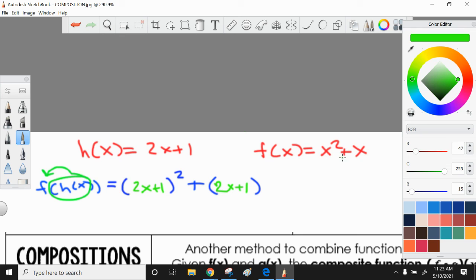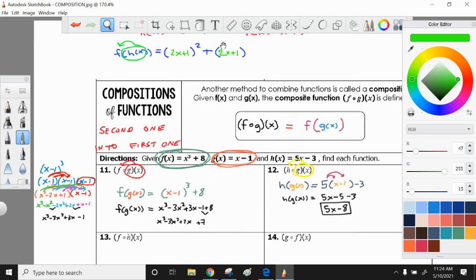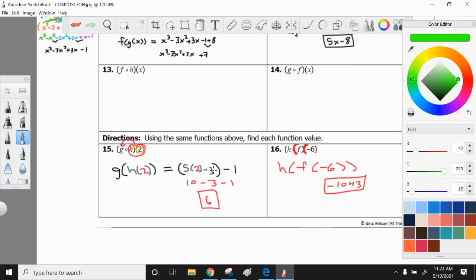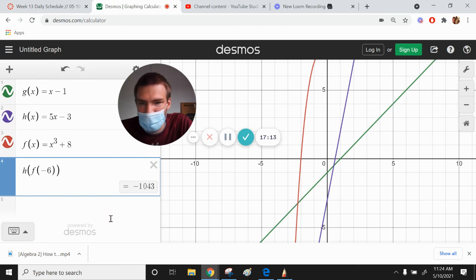Just be careful if you have multiple x's that your h goes into multiple of the x's. That's it though. Composition. Just make sure that your second one goes into your first one. And if you have these number of questions, you can just type them in Desmos and it will do it for you. And it becomes much, much, much easier. All right. That's it. Composition of functions, not too bad.